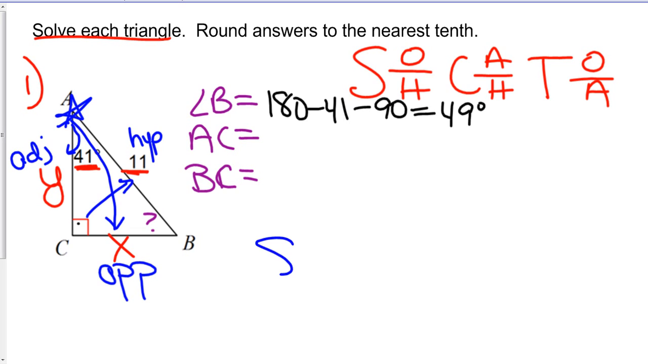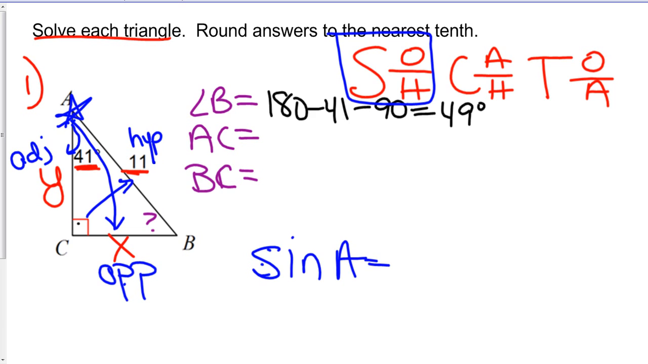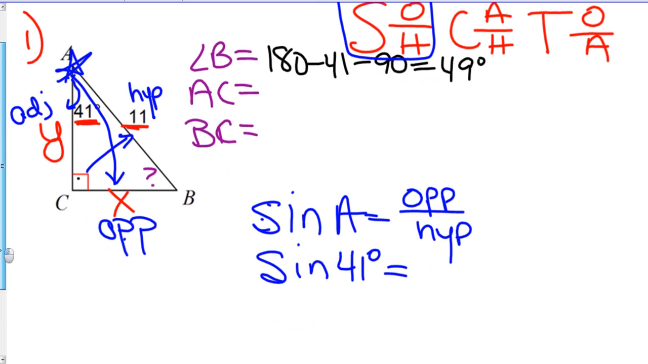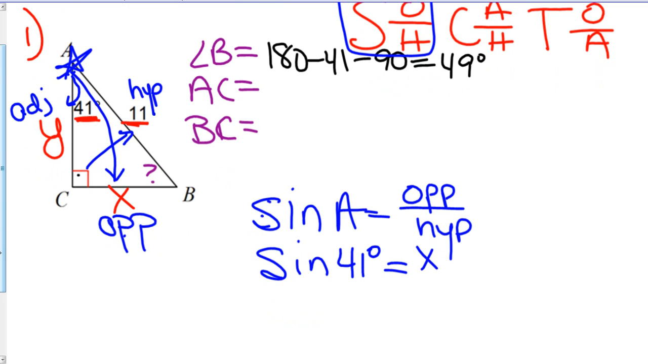So I'm going to write sine. If I'm sitting at A, let's just verify. Sine of A is opposite over hypotenuse. That's what we want to do. So sine of angle A is going to be opposite over hypotenuse. And you just plug in what you know. Angle A is 41 degrees, so sine of 41 degrees equals opposite. I don't know what the opposite is, but I've written an X for it. So X over, and my hypotenuse is 11.